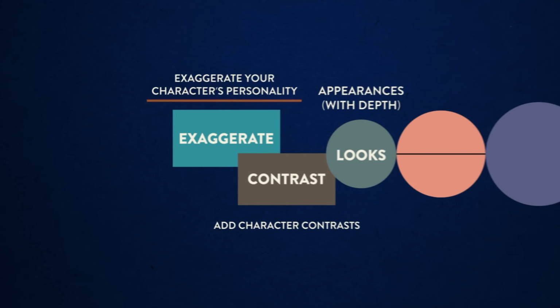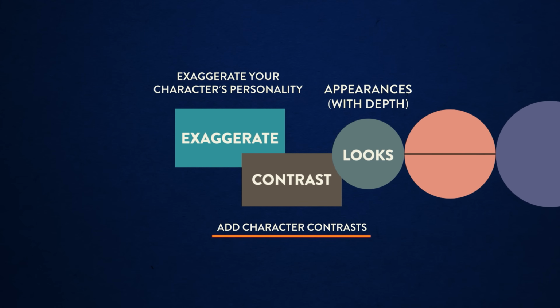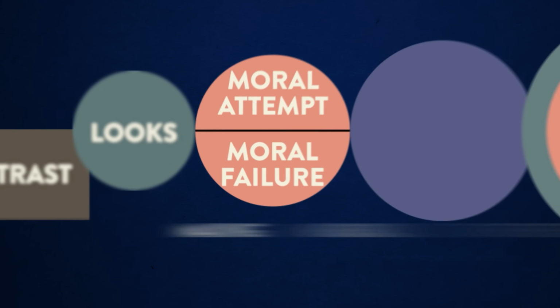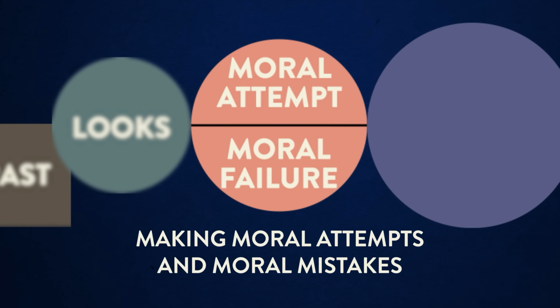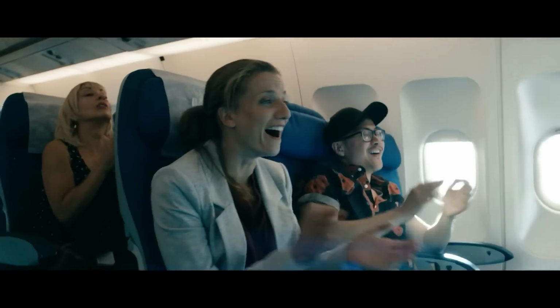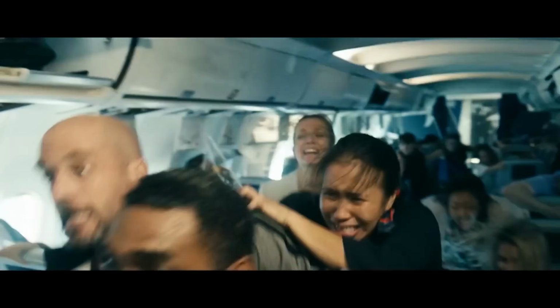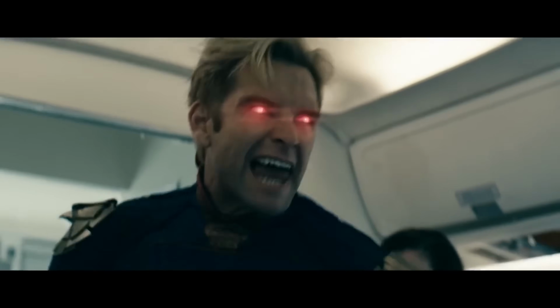Okay, so we have exaggerated our character, we've created a character who's the opposite, and we now know what the character looks like. So what's the next step? It's to see the character in action. So step number 4, making moral attempts and moral mistakes. You need both of these elements. You want your hero doing something good so that the readers can identify with them and like them as a character, but you also need to make sure they're making some sort of mistake in the story as well.